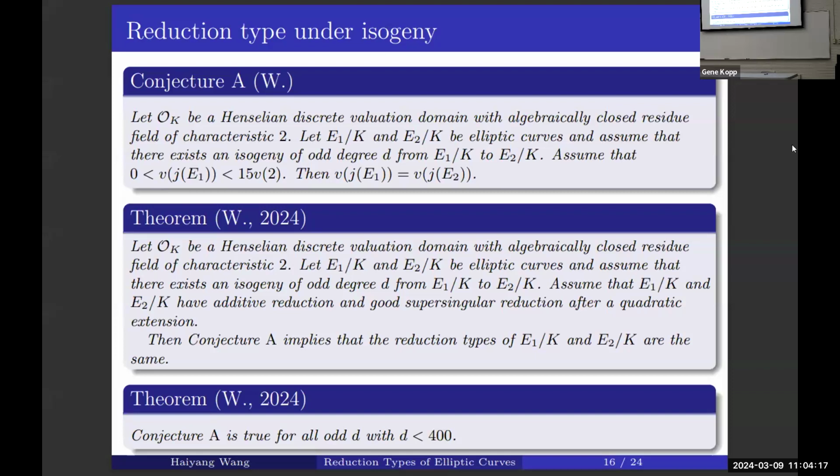An interesting consequence of conjecture A is the following. Let E1 and E2 be elliptic curves. Assume that there is an isogeny of odd degree D from E1 to E2. Assume that E1 and E2 have additive reduction and good supersingular reduction after a quadratic extension. Then conjecture A implies that the reduction types of E1 and E2 over K are the same. We have proved that conjecture A is true for all odd D with D less than 400.